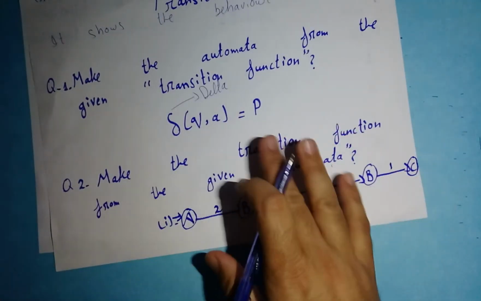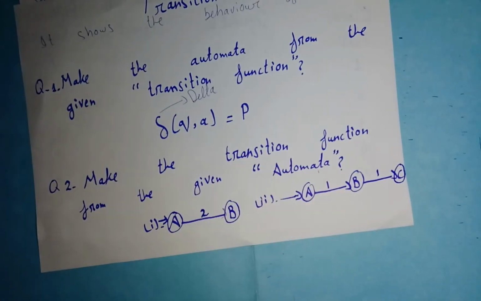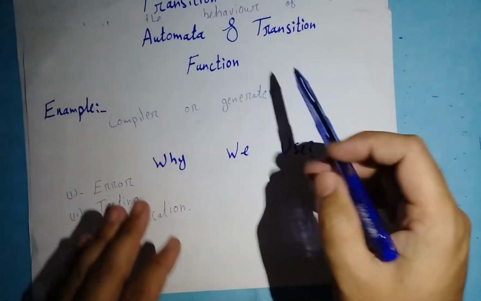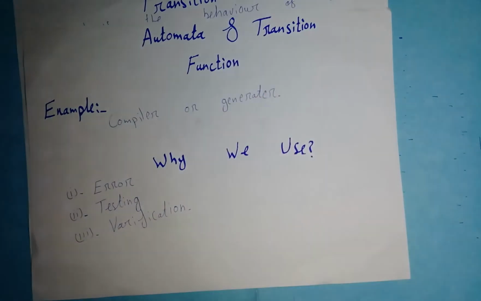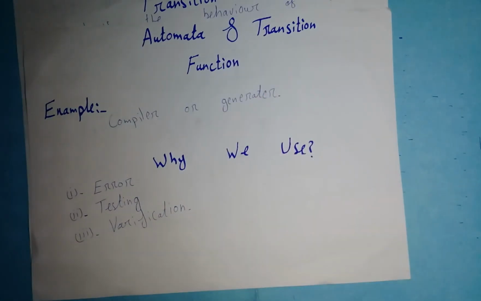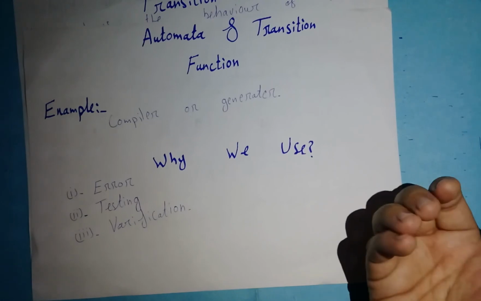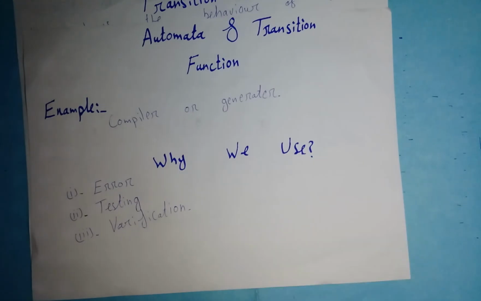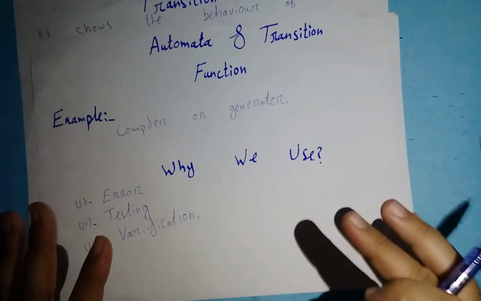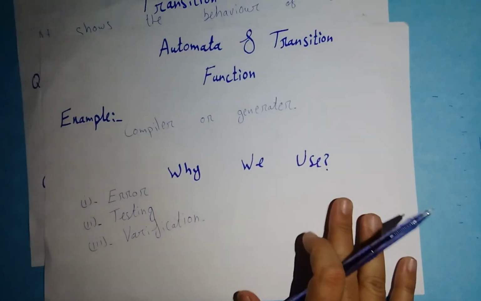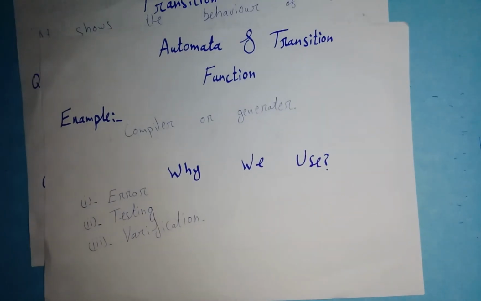I hope you understood what automata is and what transition function is. I hope you got a little bit of knowledge about automata and the transition function, and I showed you how you can make the automata from the given transition function and how you can make the transition function from the given automata. But still, if you have any question regarding automata and transition function, you can comment and I'll try to reply as soon as possible.